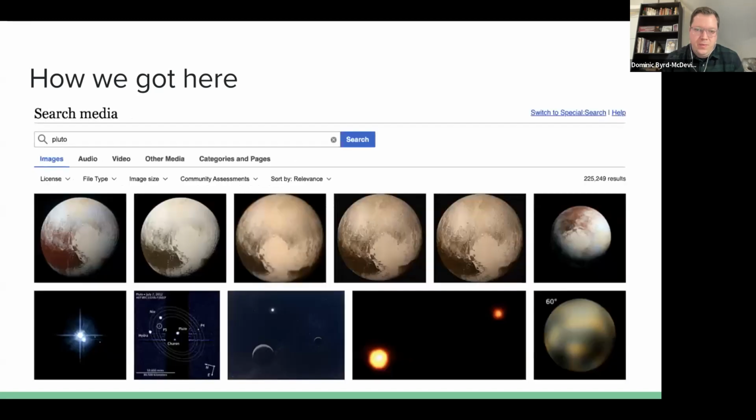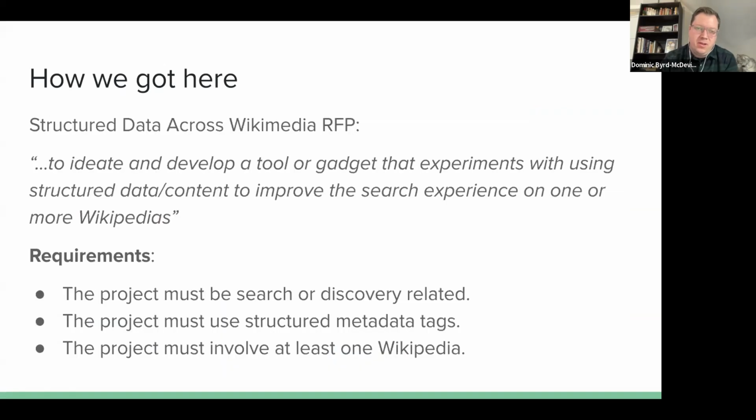Here's an example of how the media search looks now. And as part of that project, the Structured Data Across Wikimedia project also put out a request for proposals for projects they were sub-granting to, essentially projects that would use structured data and develop a tool to search experience on one or more Wikipedias. And that's where our project came from.